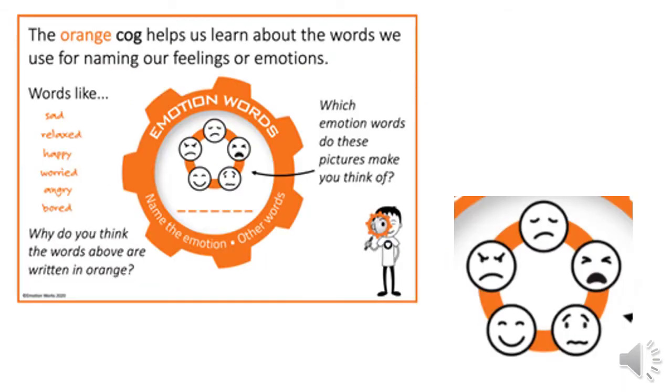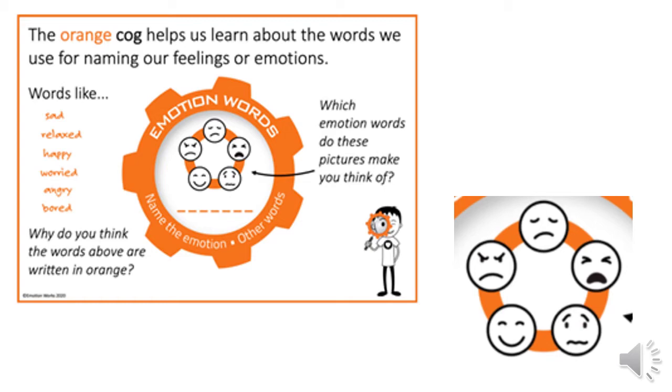So here we have the emotion words cog. This is the orange cog. The orange cog helps us learn all about the words we use for naming our feelings and emotions. Like I said a couple before, and I'm sure you've said a couple already out loud just now, words like sad, relaxed, happy, worried, angry, and bored.